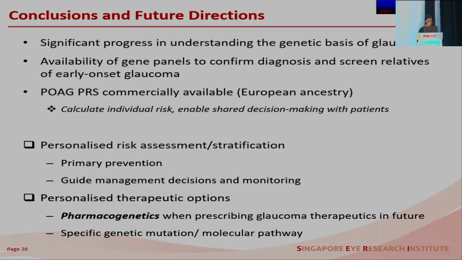What are we likely to see? Personalized risk management assessment, not only for primary prevention, but also to guide management decisions and monitoring. And perhaps we may be moving, not too much in the near future, but in the future, towards what is happening with certain cancers, which is pharmacogenetics, when prescribing glaucoma therapeutics.